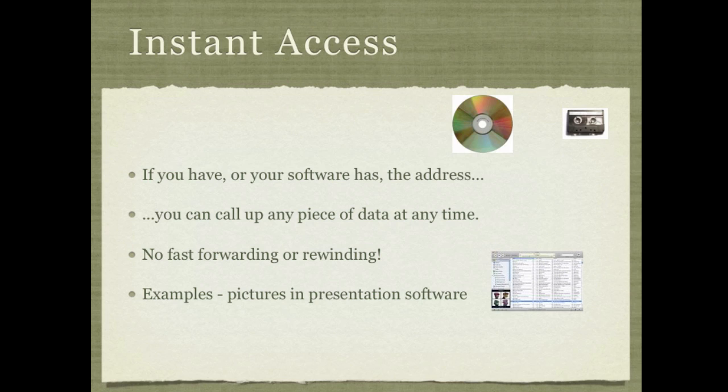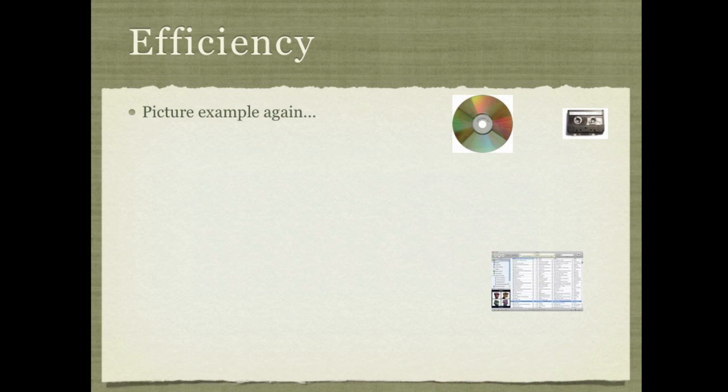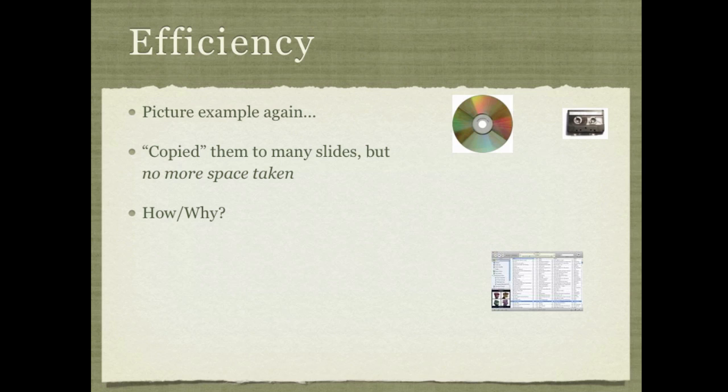The second advantage to nonlinear access is efficiency. So with this example of the pictures again, this is now the third time I've used these pictures. The computer does not have to store all the information that makes up the pixels in these pictures three times. Even though I've copied them to many slides, and I put copy in quotes because it's not really a copy, no more space is taken on my computer. The way this works is the pictures are stored just once, and then for each slide, the computer can just refer to them without storing them again.